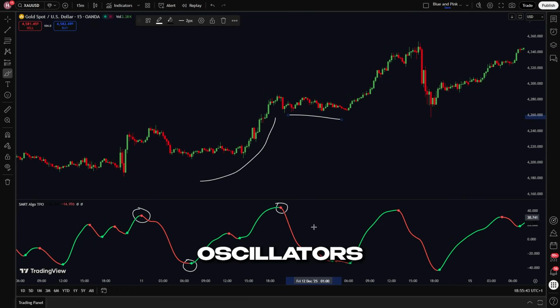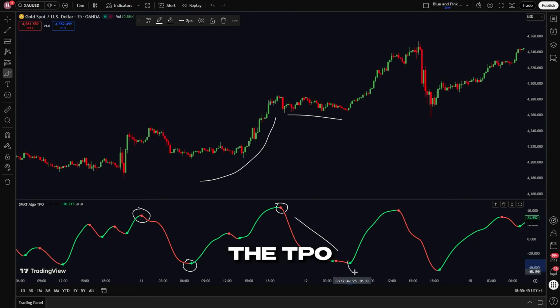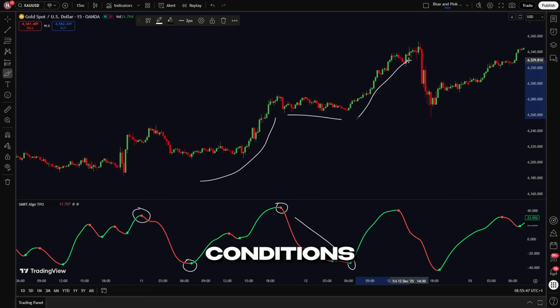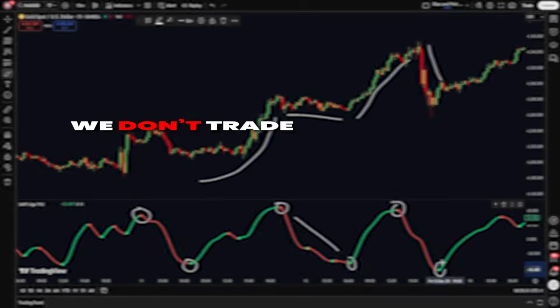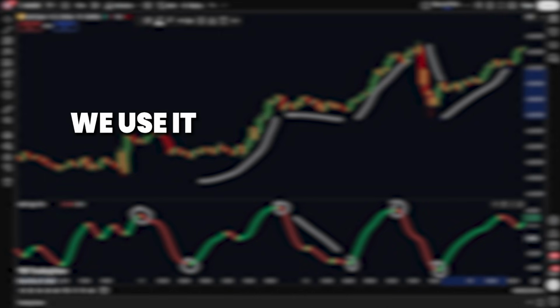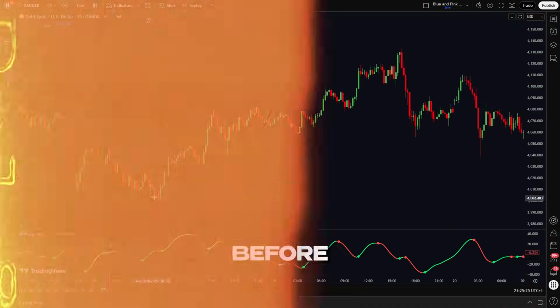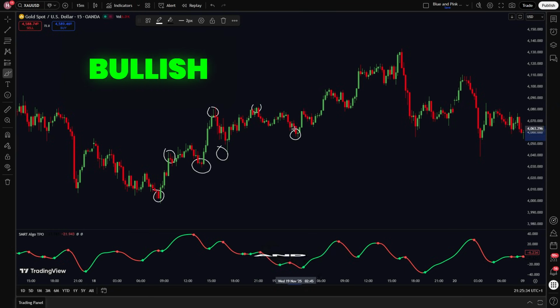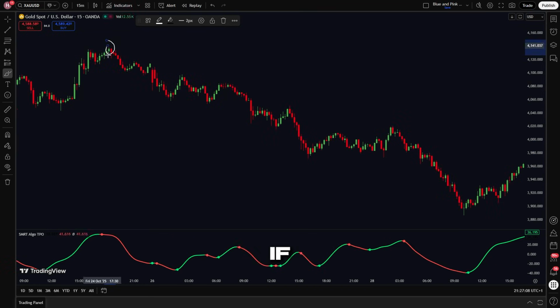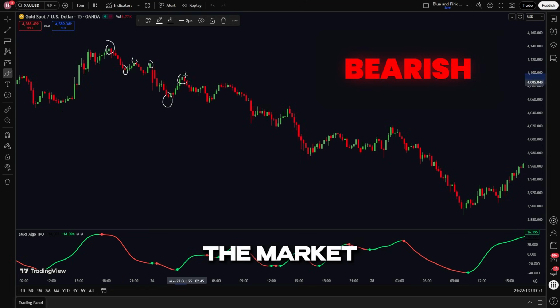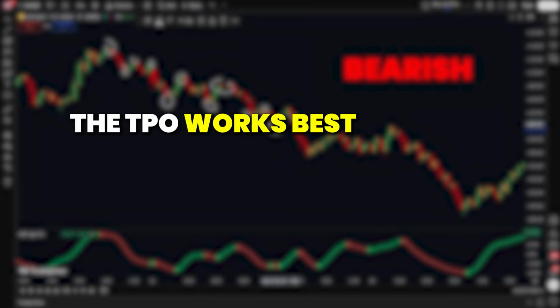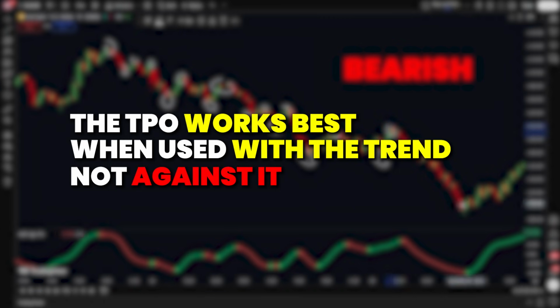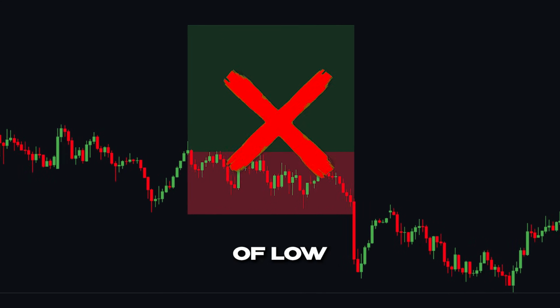Unlike traditional oscillators that rely on fixed levels, the TPO adapts dynamically to market conditions, which makes it far more reliable in trending environments. The key point is this: we don't trade the oscillator by itself. We use it as a filter and timing tool. Before acting on any signal, the first thing we do is identify the overall market direction. If price is making higher highs and higher lows, the market is bullish. If price is making lower highs and lower lows, the market is bearish. The TPO works best when used with the trend, not against it. This alone removes a large number of low probability trades.